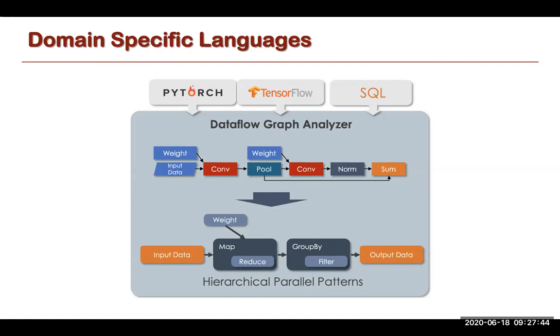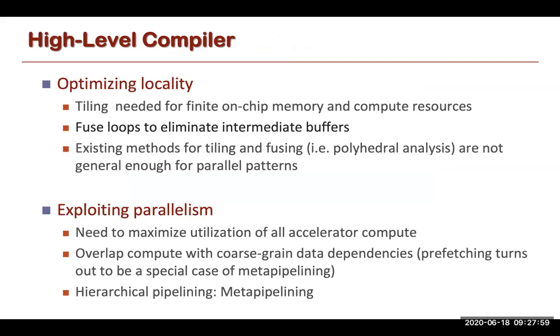And so given that this is this fundamental way of representing the computation, then the next thing of course is to optimize that representation to get better performance, right? And so one of the things that you want to do, of course, as we know, high performance is all about managing memory, managing locality, optimizing locality, and exploiting parallelism.